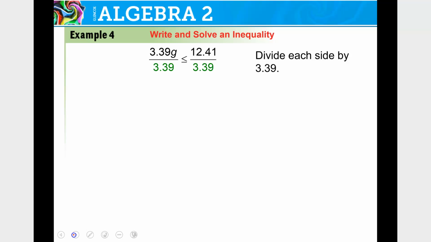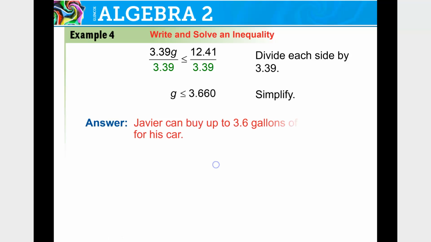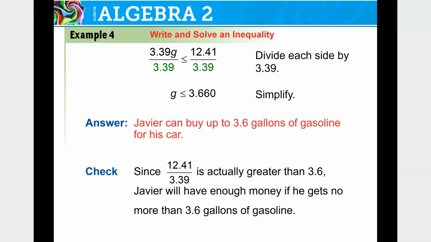3.66. This means in the context of our problem that Javier can buy up to 3.6 gallons of gasoline for his car. And to check, since 12.41 divided by 3.39 is actually greater than 3.6, Javier will have enough money if he gets no more than 3.6 gallons of gasoline.